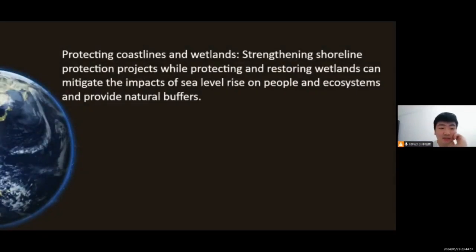And the second solution is protecting coastlines and wetlands and strengthening shoreline protection projects. Protecting and restoring wetlands and mangroves mitigates the impacts of sea level rise on people and ecosystems and provides natural buffers.